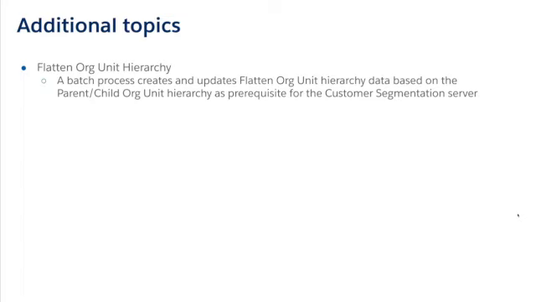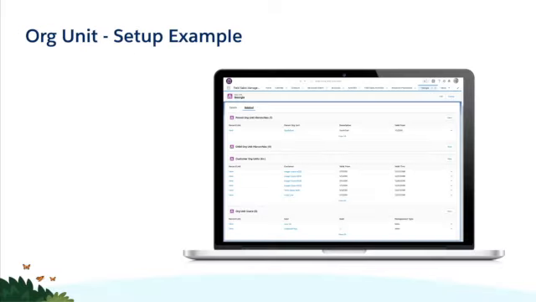The customer segmentation is using, based on performance and scalability reasons, a flattened org unit hierarchy. It means we will have the transactional objects, and we have a batch process which is creating, based on the dynamic assignment, this flattened org unit hierarchy, but only for the use case to make the customer segmentation batch process more scalable. This is a screenshot of the online application, but there was no magic in setting up the org units.